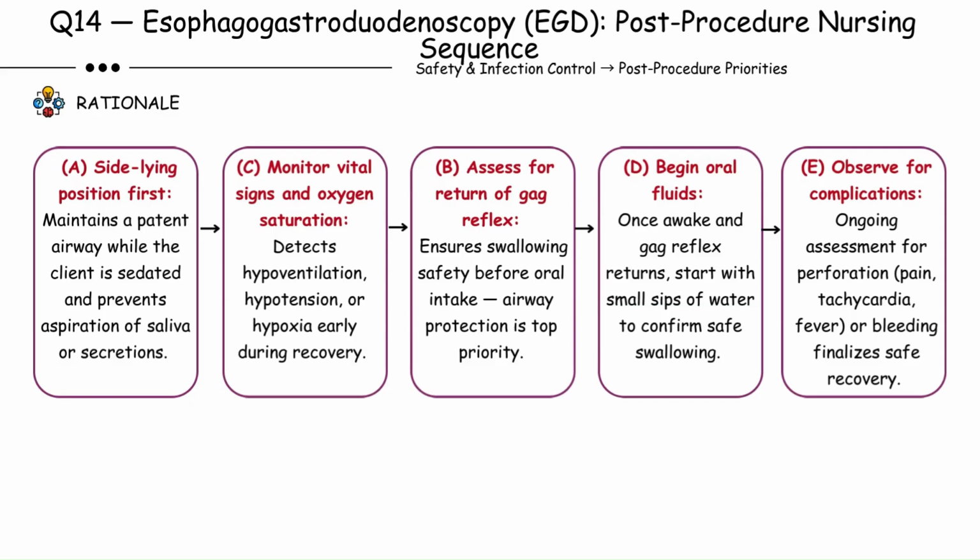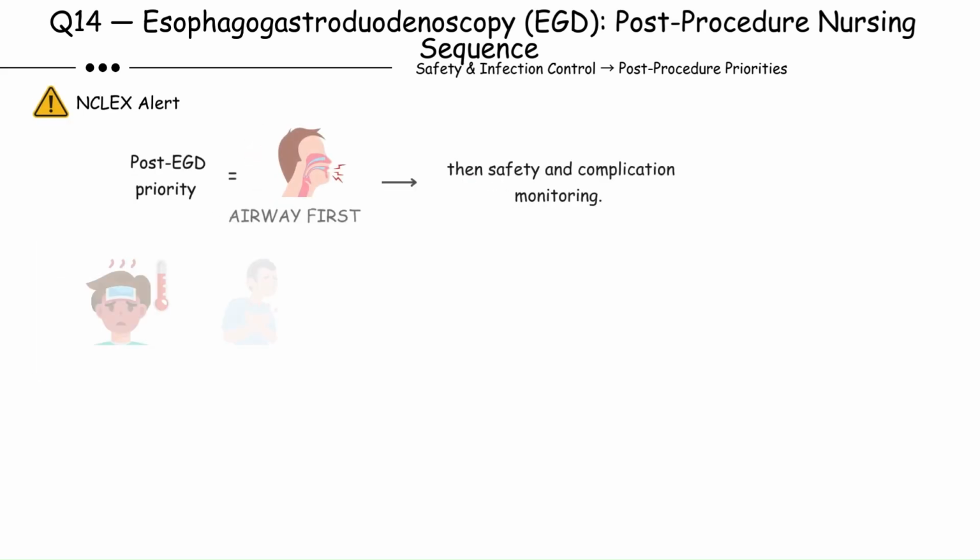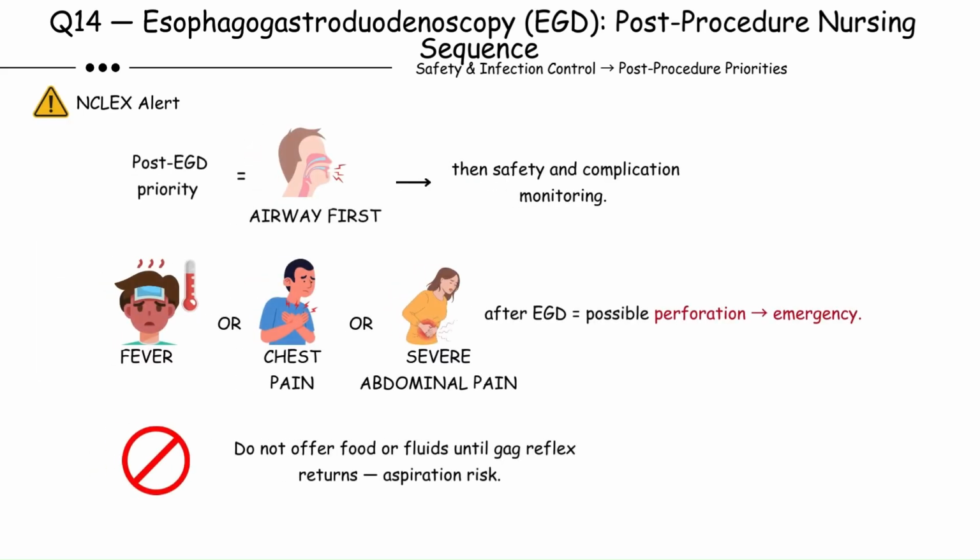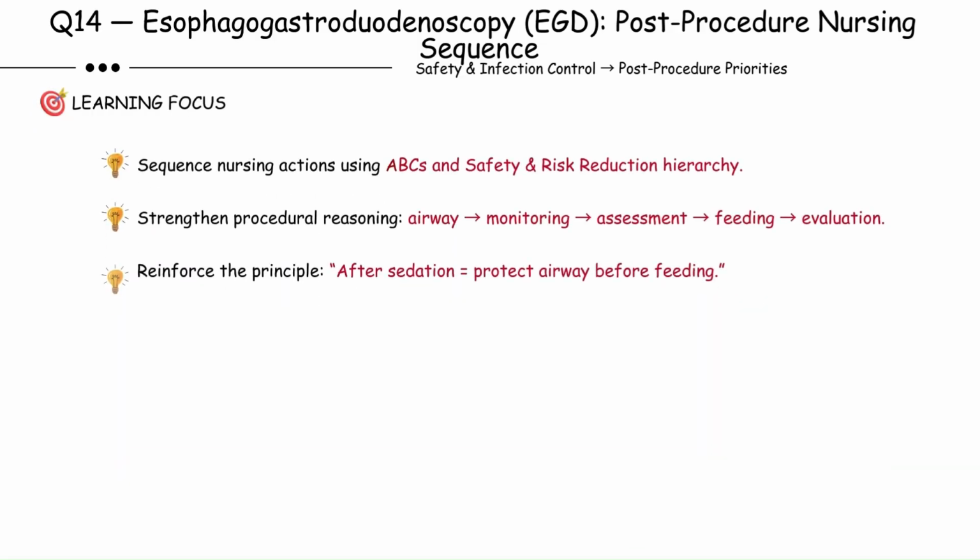Now, let's connect this to how the NCLEX thinks about priorities. After any sedated procedure, your mental checklist should be airway first, then vital signs, then swallowing safety, then fluids, then complication surveillance. If a question ever tempts you to offer food or drink before checking the gag reflex, that is almost always a trap. Key takeaway.